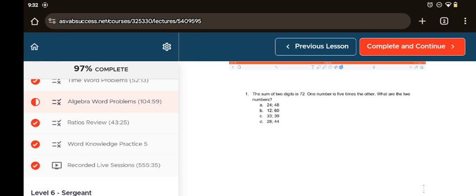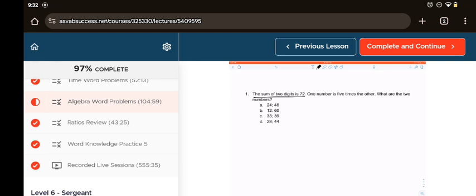Algebra equations are equations that we write with variables like x, y, n, a, b. We use variables to represent things that we do not know. So when we do an algebra word problem, we go back into the word problem and we try to write an equation based on the words in the word problem, because all the words are giving us information. So we're going to pay special attention to the words in this problem. It says the sum of 2 digits is 72.